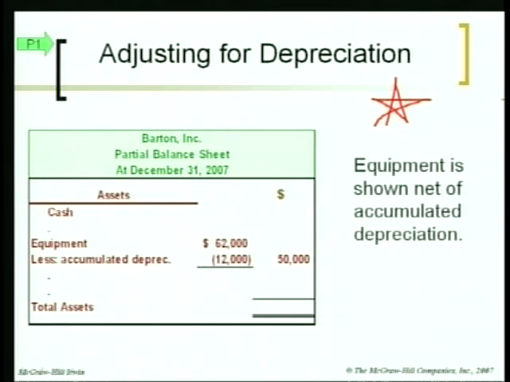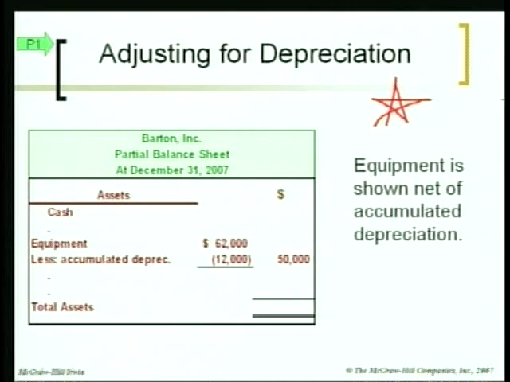Okay? Now that's December 31 of '07. What about December 31 of '08? What's that going to look like? Well, it's going to say equipment 62, accumulated depreciation not 12,000, but what? 24,000, and the book value will be what? 38,000.